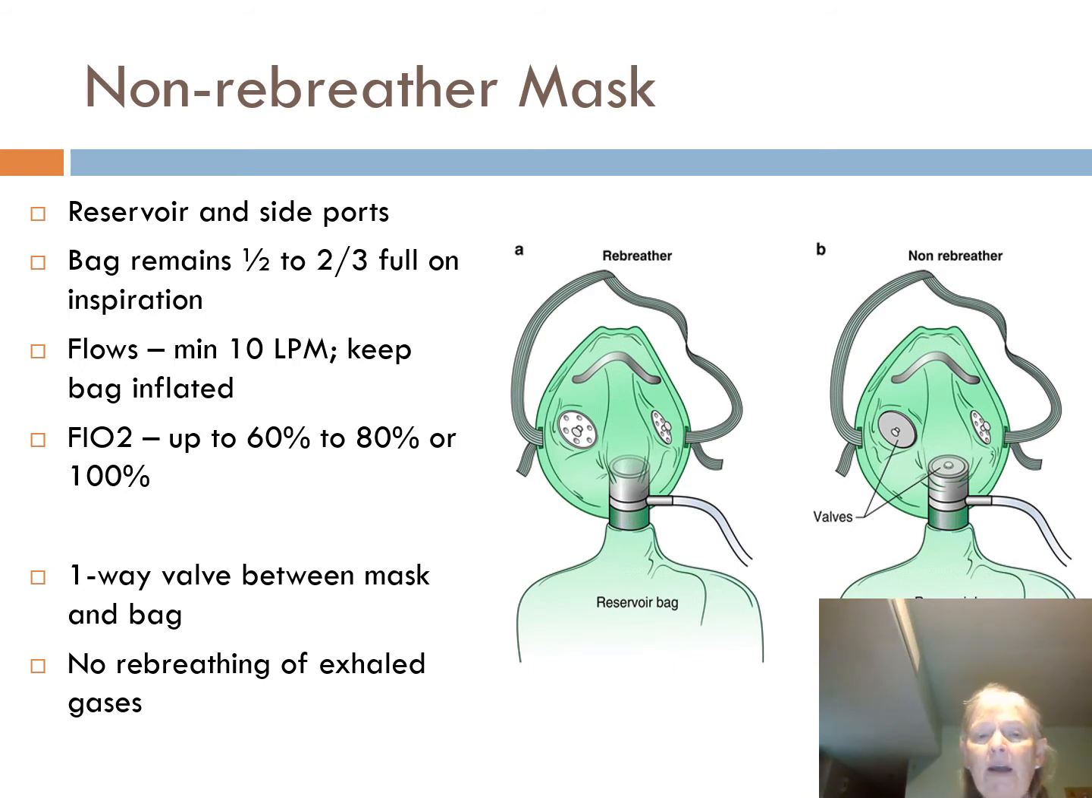Same requirement, bag has to remain 1/2 to 2/3 full at end inspiration. And they're telling you the flow still has to be a minimum of 10 liters per minute. Normally we run at about 15 liters. We can bring it down from there just a little bit, but somewhere between 10 to 15 is what you're looking for. FiO2 somewhere up to 60 to 80%. We still call these 100%, but they're not 100% because of these valves on the mask.